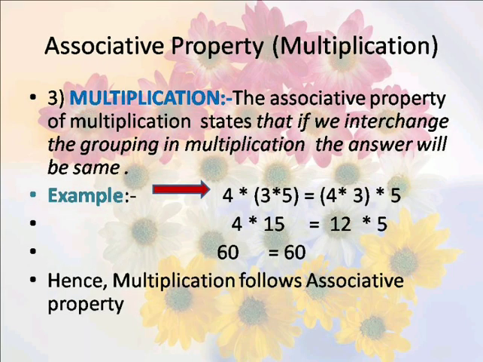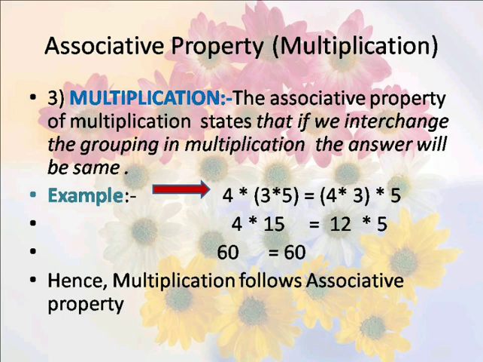Now the next is associative property for multiplication. The associative property of multiplication says that if we are interchanging the grouping in multiplication, the answer will be same. Again, same numbers are there. Again, we are putting the bracket in LHS in second and third number, in RHS first and second number. After solving, we are getting same answer. It shows that multiplication follows associative property.